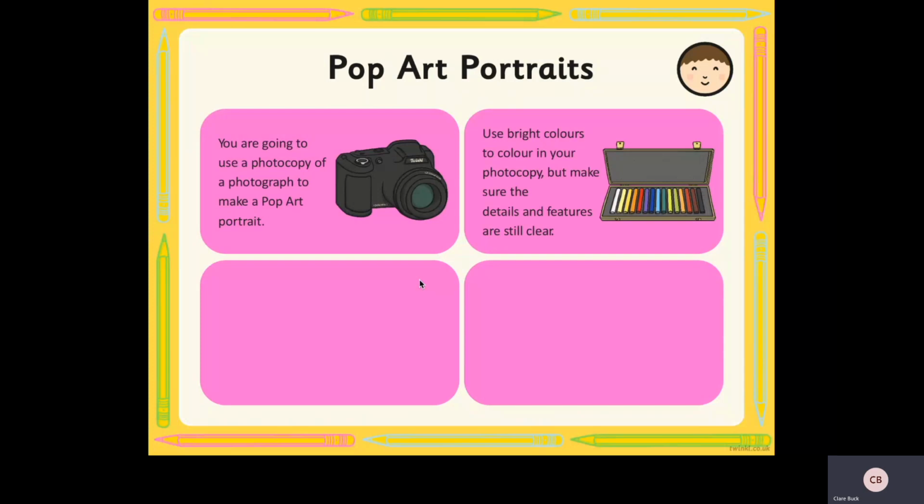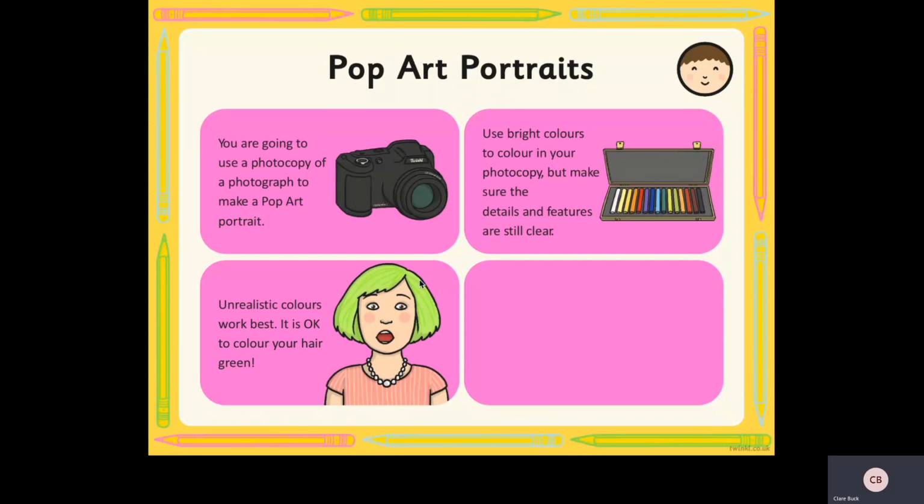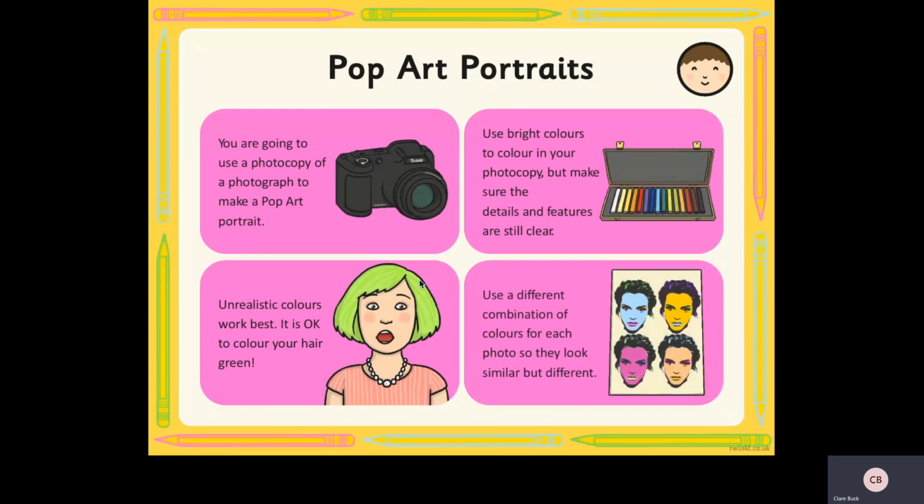I'm going to upload a little video of myself and Chloe having a go at this so you can see what I mean. Use unrealistic colours, they work best, so it is absolutely okay to colour your hair green. Yay! Use a different combination of colours for each photo so they look similar but different. It's best not to use too many different colours in each picture, so perhaps stick to 4 colours, otherwise it gets a little bit too much. You want there to be a very bold contrast between each one. Take a look at the videos and then pop back to me here on the PowerPoint.